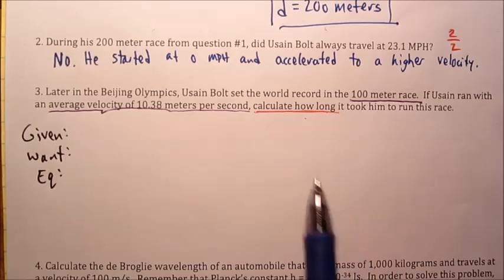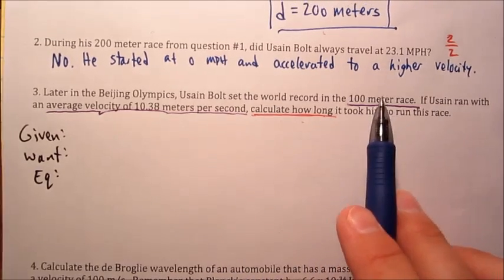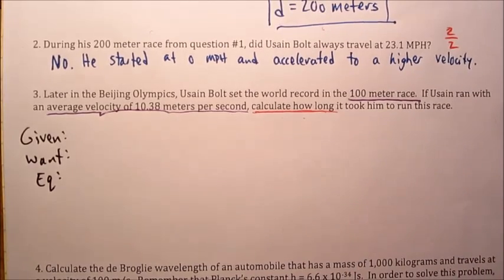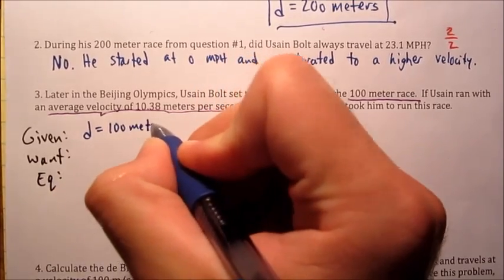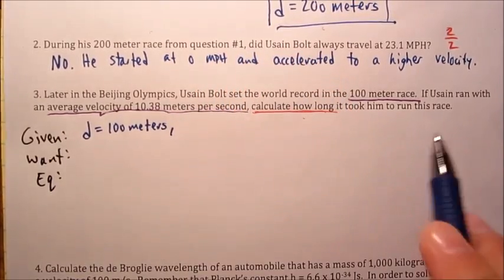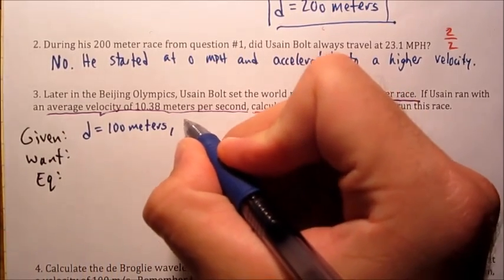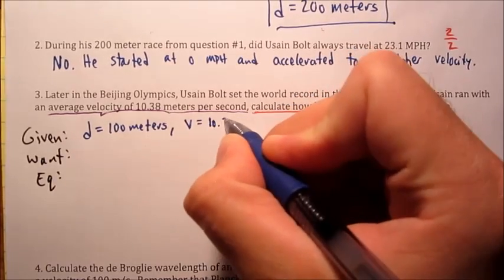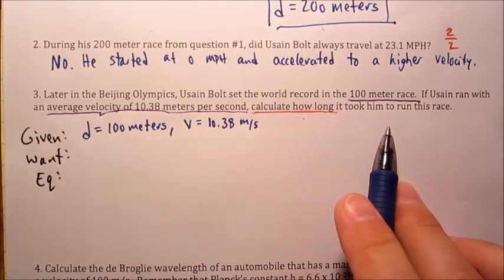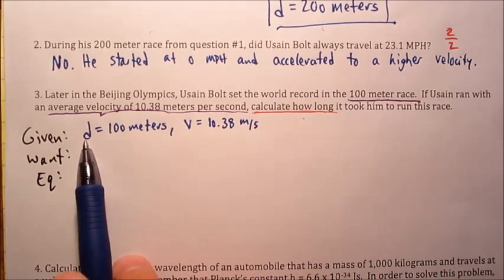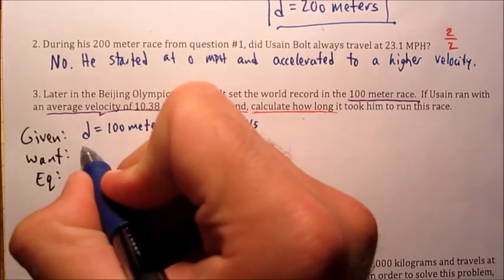Alright, so let's go ahead and look at this one. He's running a 100-meter race. So we see that it's meters, that's why the units are so important, because that tells us what that is. So that means that that's going to be his distance. That's how far he's running. It says if Usain ran with an average velocity of 10.38 meters per second, so that's going to be average velocity, or V, 10.38 meters per second. Calculate how long it took him to run his race. Well, we know from our equation up top that we have D, we have V. We must be looking for T, or time. That's how long. So we say we want time.